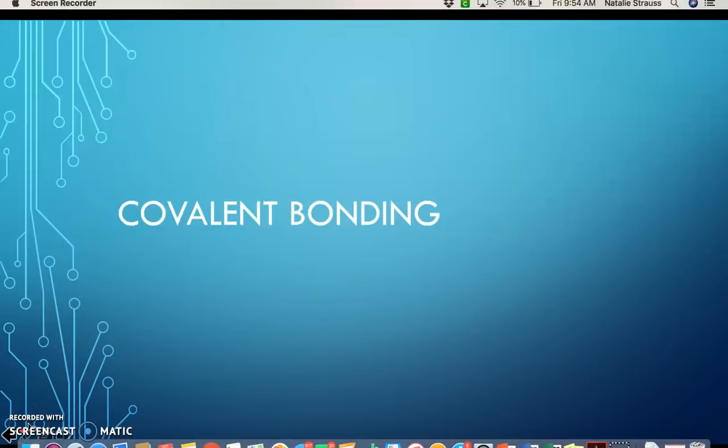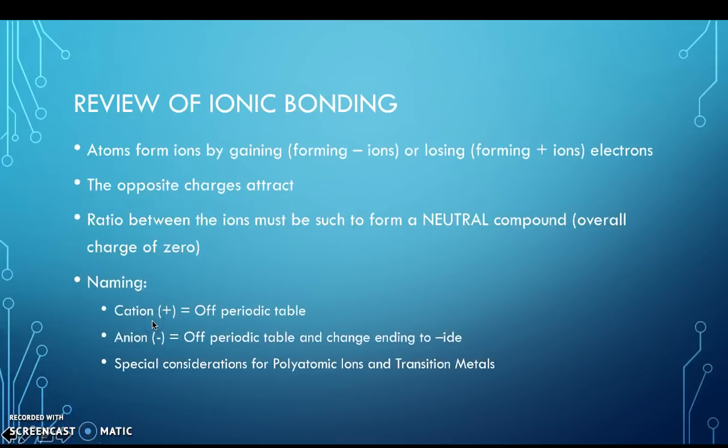Okay, we're going to take a look at covalent bonding today. So far we have learned how to differentiate between ionic and covalent bonding, how the two different types of bonding are different. And then we took a look specifically at ionic bonding, looking at how ions form charges, how those opposite charges attract to one another to form a bond, and how we name and write formulas. So, quick review of ionic bonding.